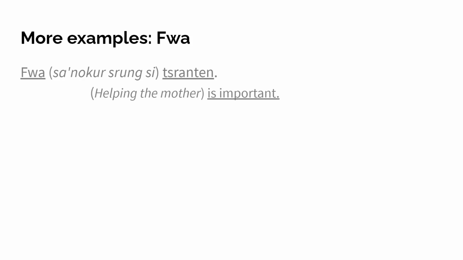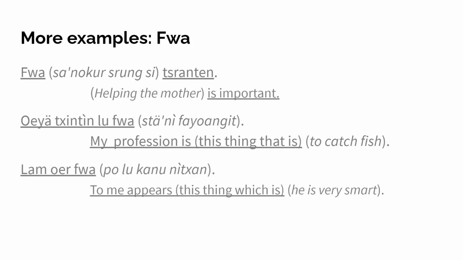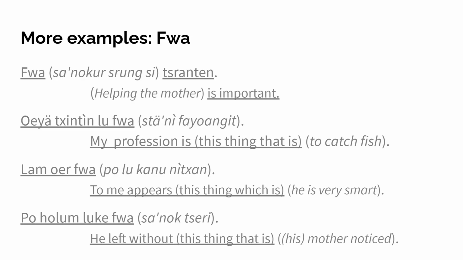Let's look at some more examples involving foi. Foi satnokur srungsi tranten. Helping the mother is important. Literally, this thing which is helping the mother is important. Wayet intin lu foi stetne fayoangit. My profession is, this thing that is, to catch fish. Lam wer foi bolukanunit an. To me appears this thing which is, he is very smart. Boholum luke foi satnok Tsyili. He left without this thing that is, his mother noticed.